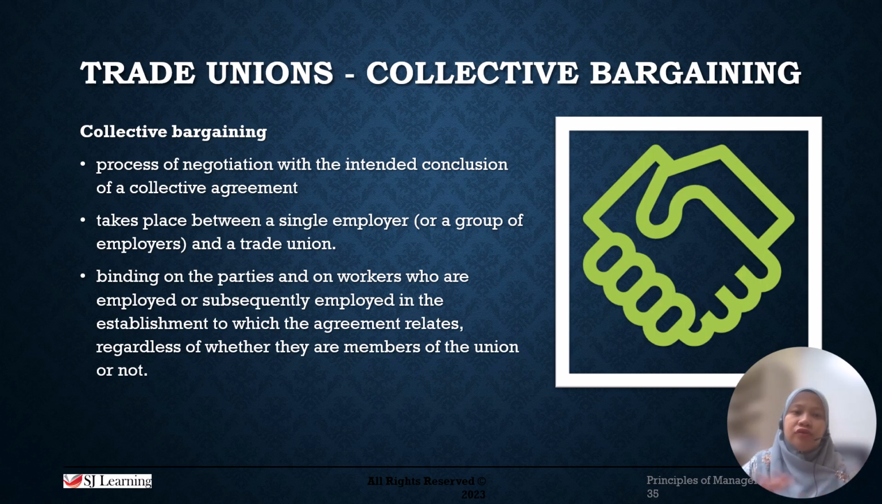So trade union is also related to collective bargaining. So what is collective bargaining? It is a process of negotiation with the intended conclusion of a collective agreement. It takes place between a single employer or a group of employers and a trade union. So they are opposing sides. It is binding on the parties and on workers who are employed or subsequently employed in the establishment to which the agreement relates, regardless of whether they are members of the union or not.